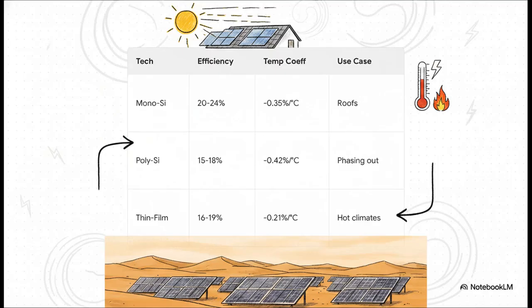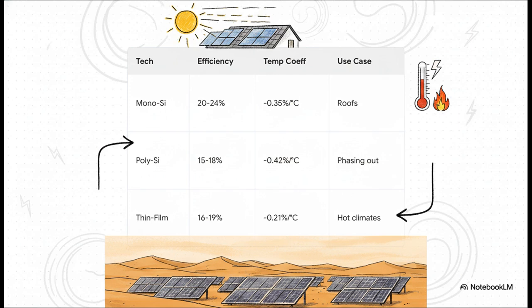Understanding that physics directly allows us to pick the exact right technology for our specific global market. Just look closely at the temperature coefficient for monocrystalline silicon. It's the global workhorse, highly efficient at 20 to 24%, making it perfect for space-constrained rooftops. But notice the catch there, it loses about 0.35% of its voltage for every single degree it heats up past 25 degrees Celsius. Now compare that to thin-film cadmium telluride.